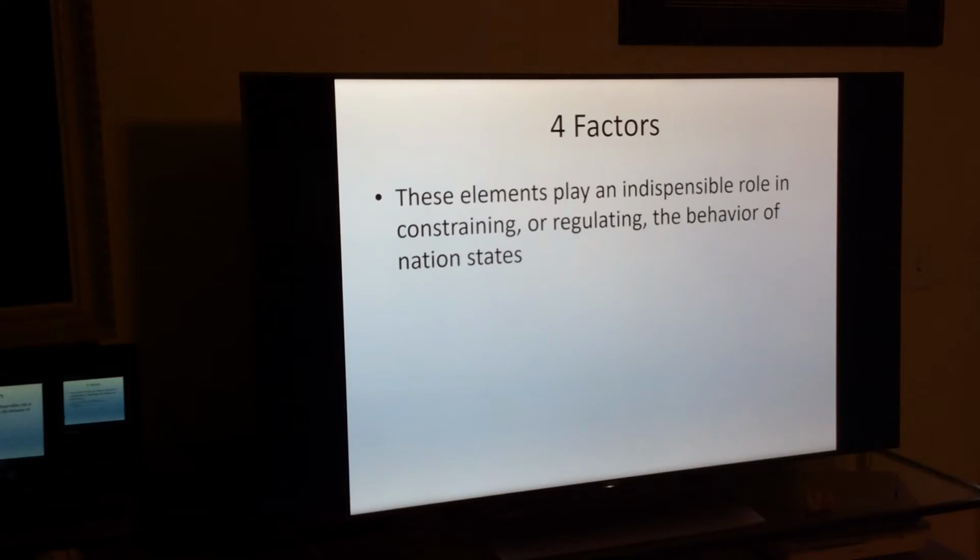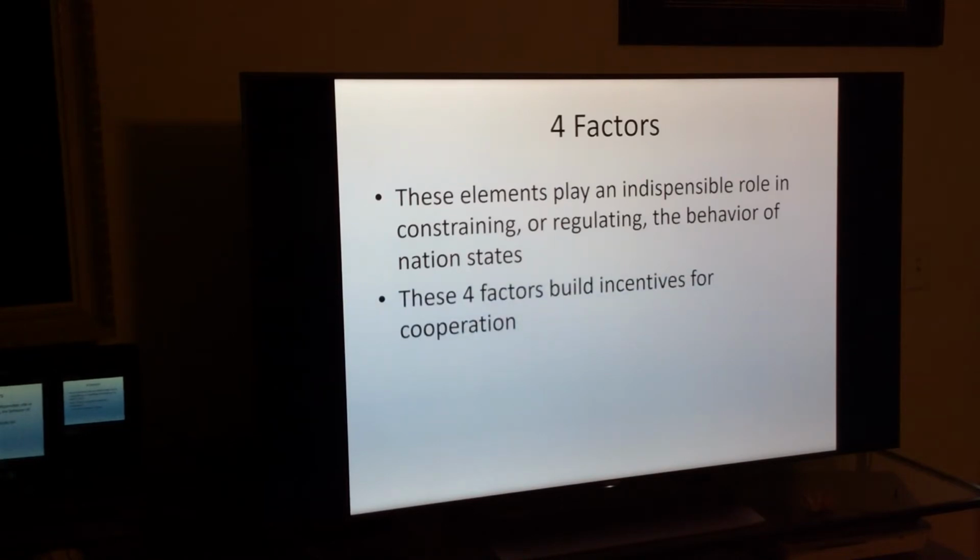So these elements play an indispensable role in constraining or regulating the behavior of nation states. These four things help constrain nation states' actions. Again, all of our companies in the United States are invested in China. If we were to go to war with China and bomb China, we might be bombing our own economy because we are interdependent with them. That's what we mean by interdependence.